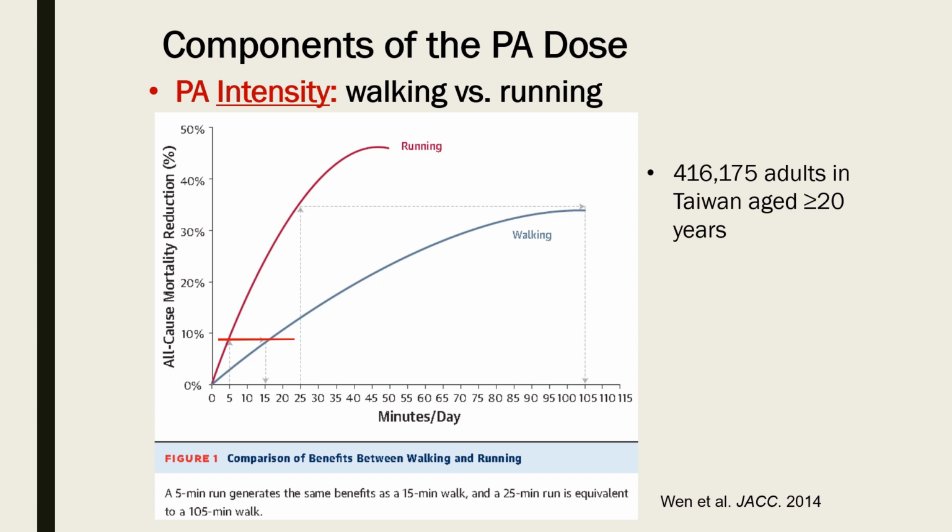This figure shows the relationship between all-cause mortality reduction on the y-axis and aerobic physical activity on the x-axis in a large study of 416,175 individuals from Taiwan. The authors observed that the mortality reduction was the same for running 5 minutes as for walking 15 minutes. For a 35% reduction in all-cause mortality, you could either run for 25 minutes or walk for 105 minutes. In other words, you need to spend about a quarter of the time running compared to walking to achieve the same health benefit.